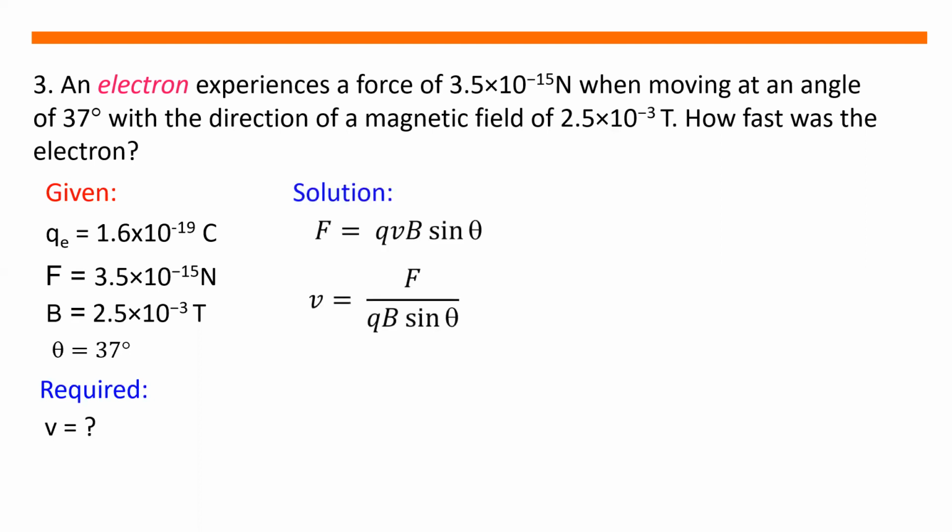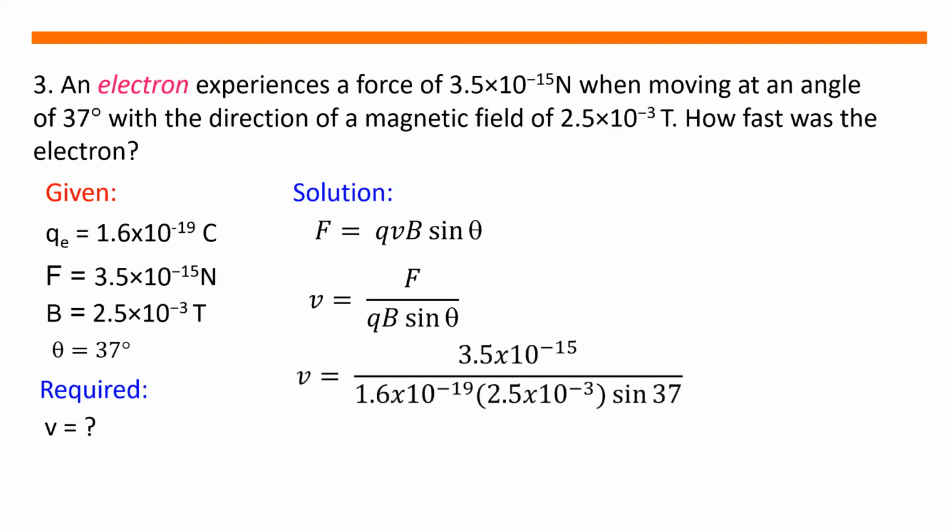So using our equation again, with a little manipulation to get the value of the velocity, that will be equal to force all over Q multiplied by the magnetic field, then multiplied by sine theta. Then we're going to plug in all the values. That is equal to 3.5 times 10 to the negative 15 all over 1.6 times 10 to the negative 19 multiplied by 2.5 times 10 to the negative 3 multiplied by sine 37 degrees. And we will get the velocity equal to 14.54 times 10 raised to the 6th power meters per second.